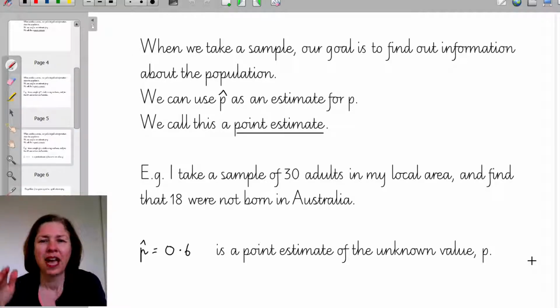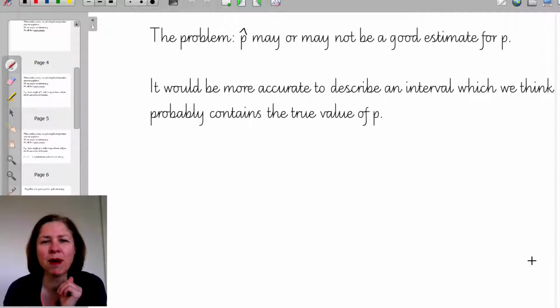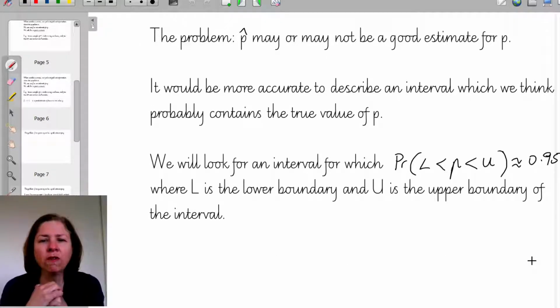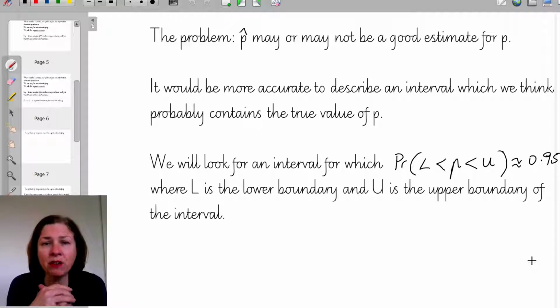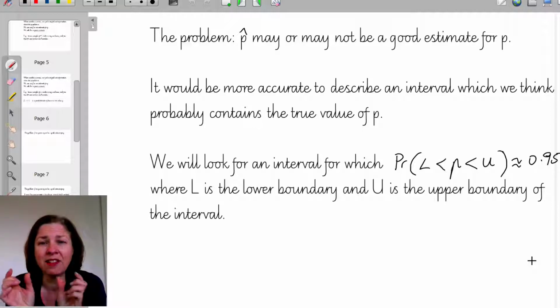But how big is my boundary? That's the first question. And when I say probably, I like to be a little bit more specific than that, obviously, when I'm doing my maths. So what we're going to look for is an interval for which the probability of L being less than p being less than U is about 95%, 0.95. Now L I'm using to mean my lower boundary and U is my upper boundary. So if I had 0.5 and 0.7 as I had before, I would like to check, well, is the probability of that being true about 95%?